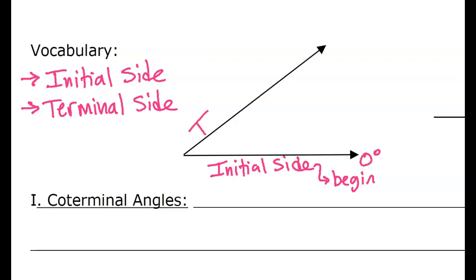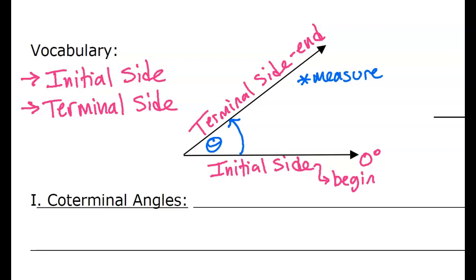And this is our terminal side. This is where the angle ends. And between our two sides, of course, is our angle, our theta. And we're always measuring the angle from the initial side to the terminal side.